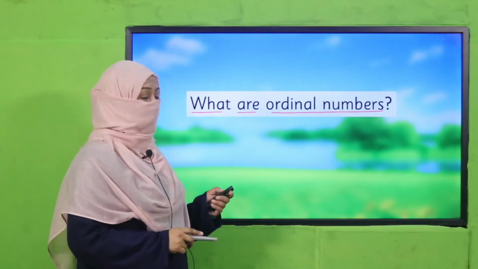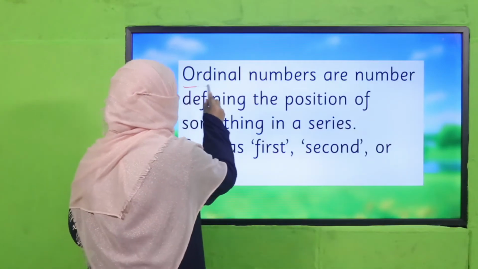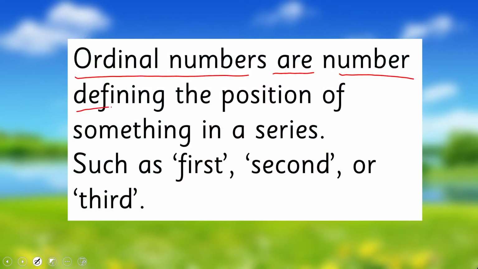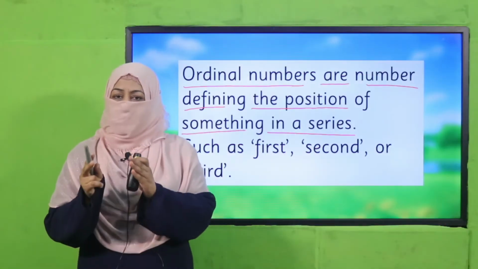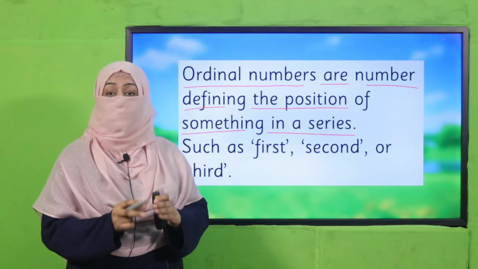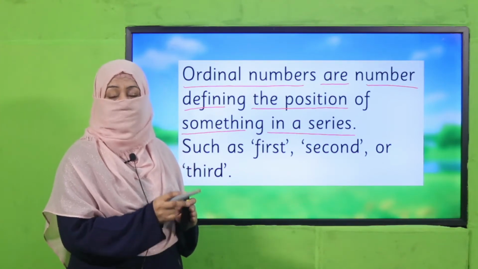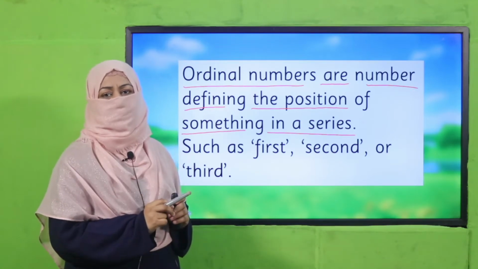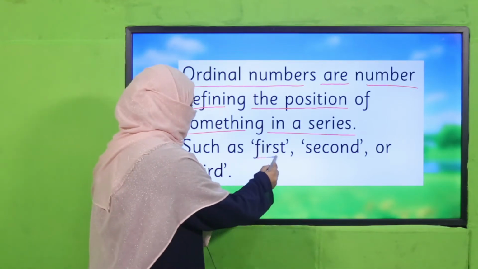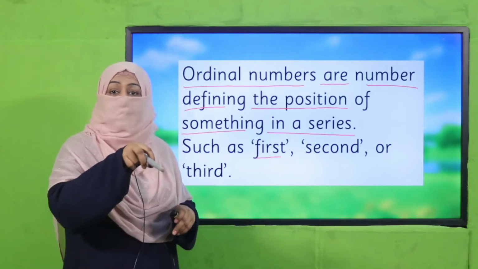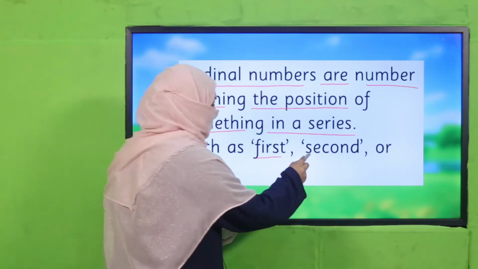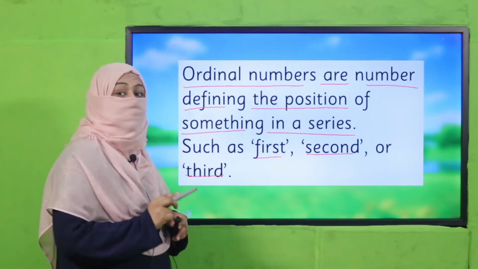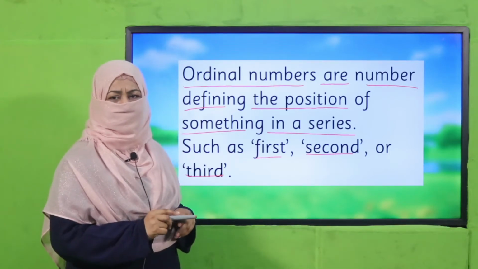Yes, my dear children, I hope you remember that ordinal numbers are numbers defining the position of something in a series. For example, you have placed things in a row, in a series. So the number which tells us where which thing has been placed is called an ordinal number, right? For example, first means the thing which is placed at the beginning point, then second, third, and so on. This is called ordinal number. Remember, you have learned it.